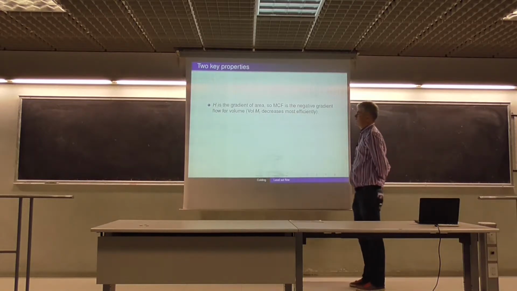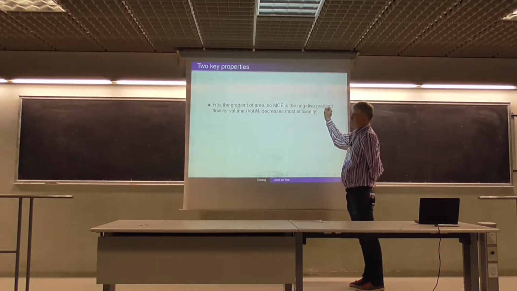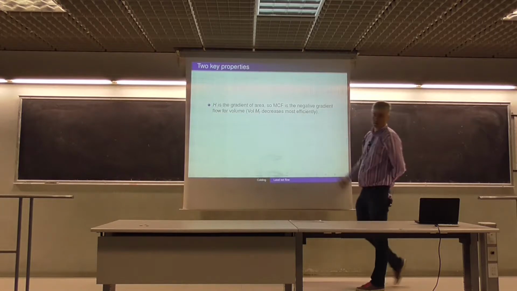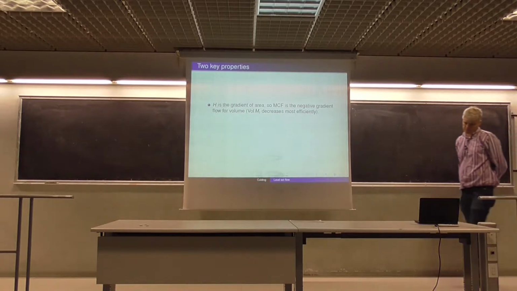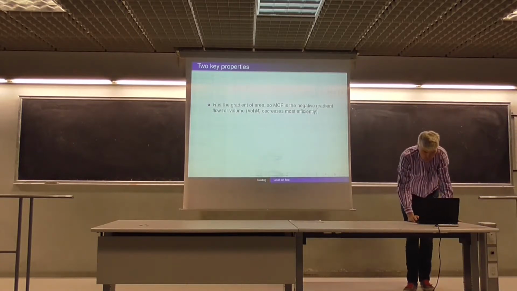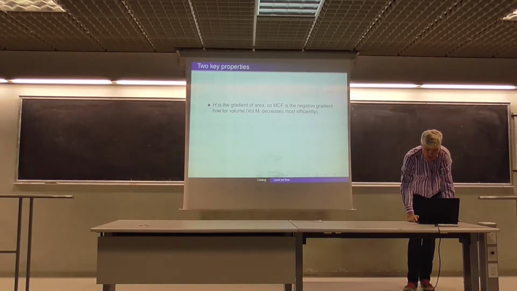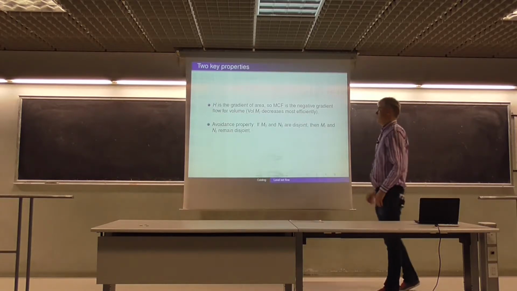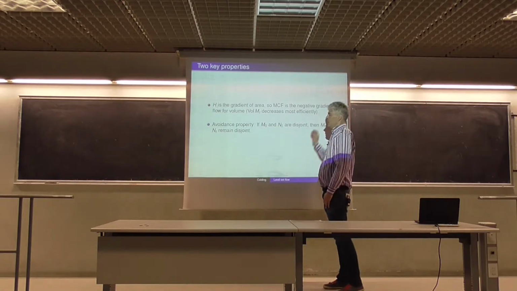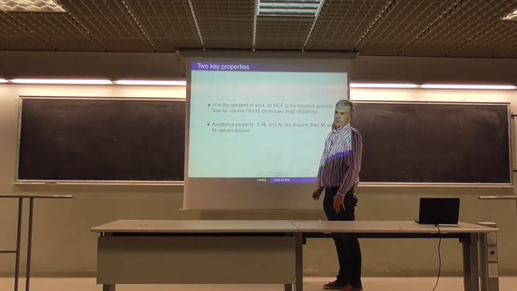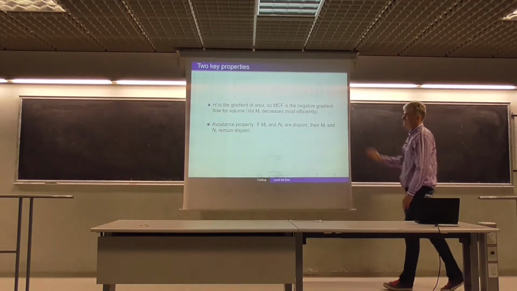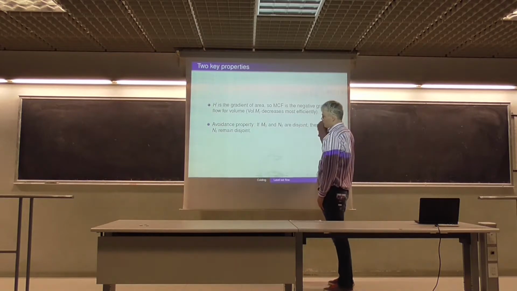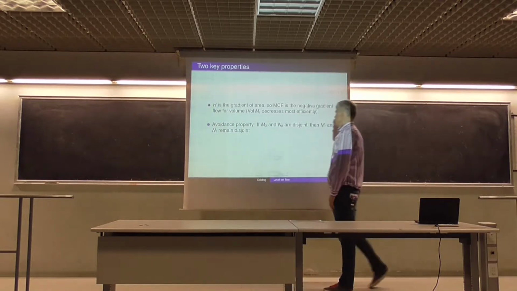One is that the equation moves the hypersurface in the direction where the volume of the hypersurface is decreasing the fastest, so it's a negative gradient flow of the volume. The other key property is what's called the avoidance property, which is just a geometric formulation of the maximum principle. This is a parabolic equation, so it satisfies a maximum principle, and in geometric terms the maximum principle is the avoidance principle.